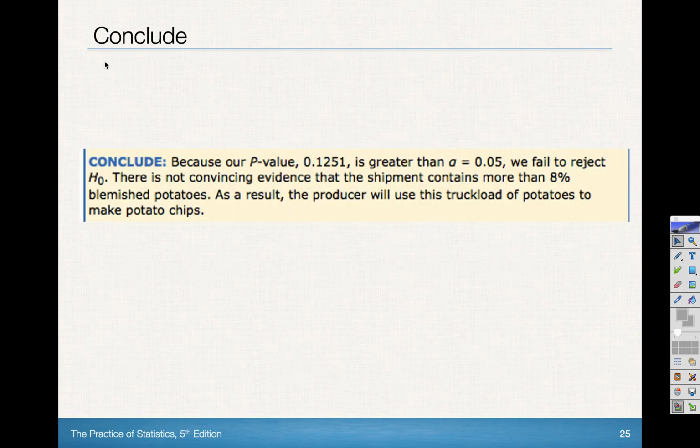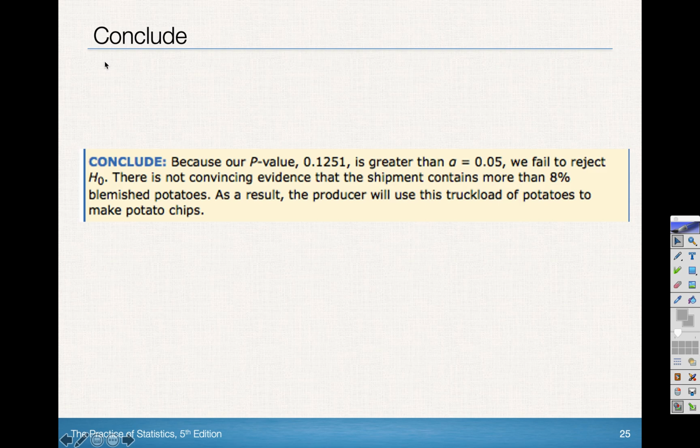Okay, so in our conclusion, we have to do 2 things. Compare our p-value to alpha. So our p-value is 0.125. That is greater than our alpha of 0.05. We're going to fail to reject our null hypothesis. There is not convincing evidence that this shipment contains more than 8% blemished potatoes. Okay, we're not saying that we know for sure that there's less than 8%. We're just saying we don't have evidence that there's more than 8% blemishes. Therefore, the producer is going to allow the truckload of potatoes into the potato chip factory because we don't have enough evidence to reject this truck.